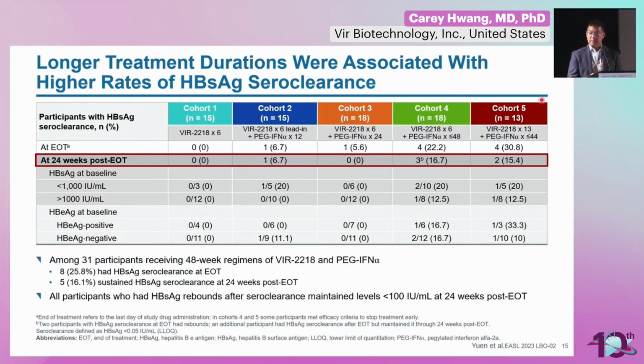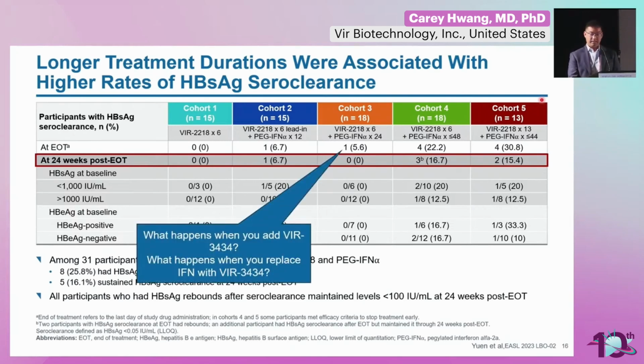However, with the combination of the siRNA and pegylated interferon, we were able to get higher levels at that point. At 48 weeks, about 31% of participants achieved S loss at end of treatment, and at 24 weeks post end of treatment, about 16% still had durable seroclearance. This gave us proof of concept of combining the antiviral with an immunomodulator, even though it's interferon alpha, it's actually doing something. 0 plus 3 to 7% doesn't add up to 31%, so I think there's something happening there.